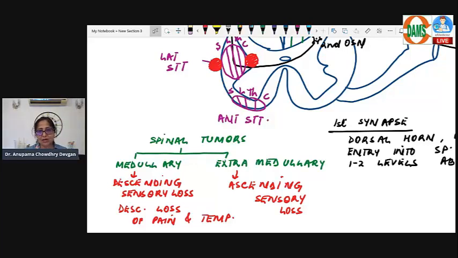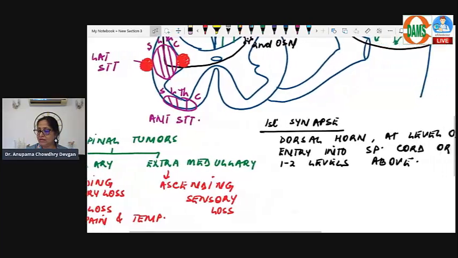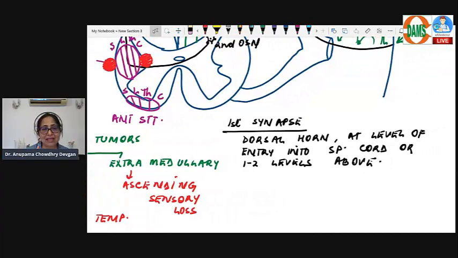Kushpreet asks what is 1 to 2 levels, and whether the first synapse is in the dorsal horn or at the level of entry. You remember the spinal cord is divided into levels? So 1 or 2 segments or levels, one and the same thing.